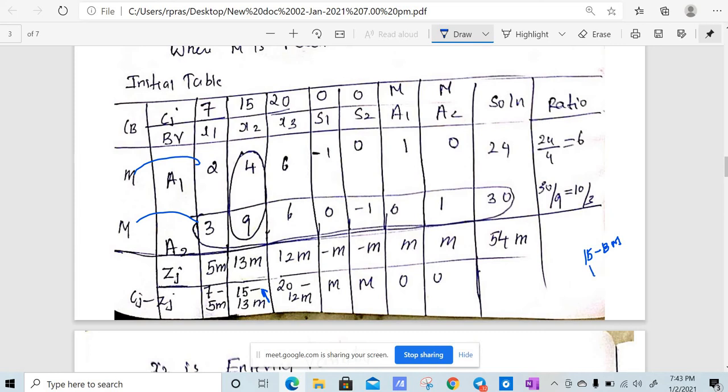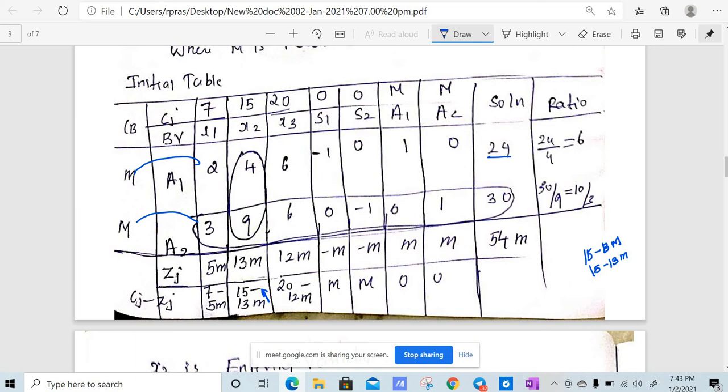You should write that these are single elements, right? So this is the most negative value, so this is our key column. After finding the key column, we need to find the ratio. What is the ratio? Solution divided by key column value. 24 divided by 4, 30 divided by 9.